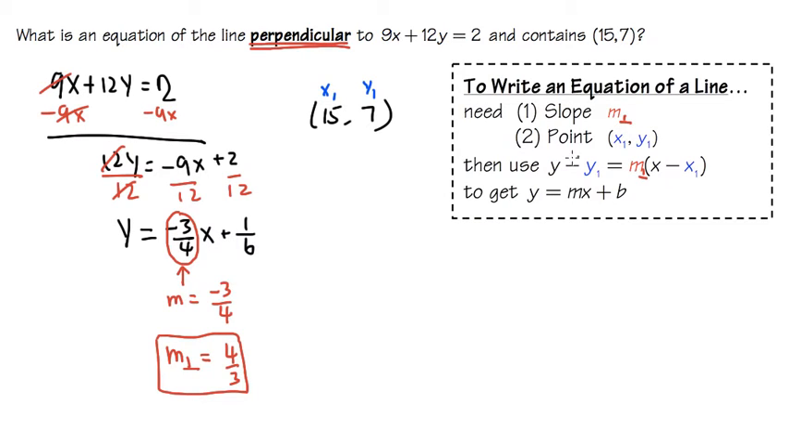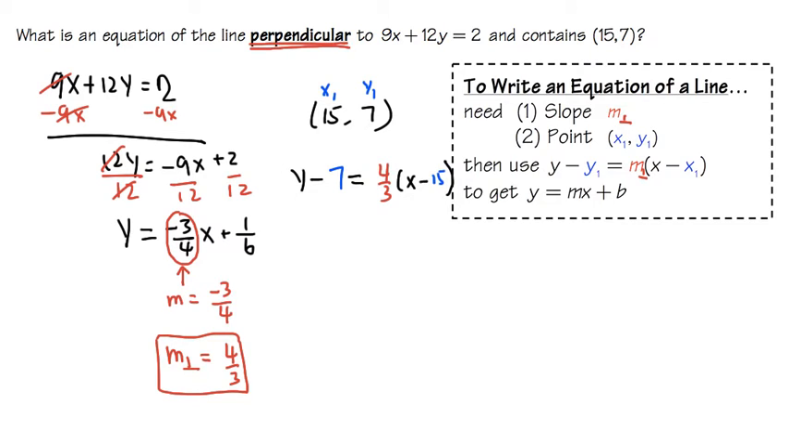Alright, look at this. We will have y minus y1. As we can see, y1 is going to be 7. And then that's equal to m perpendicular, which we saw was 4 over 3. And then I'll put a parentheses. The x stays the same, but the minus x1 is the 15. So I'll put down 15 right here, and close the parentheses. Yes, it fits.